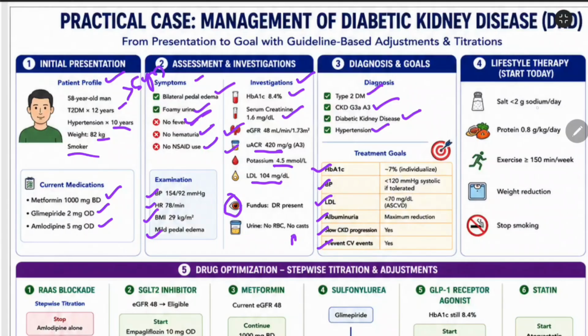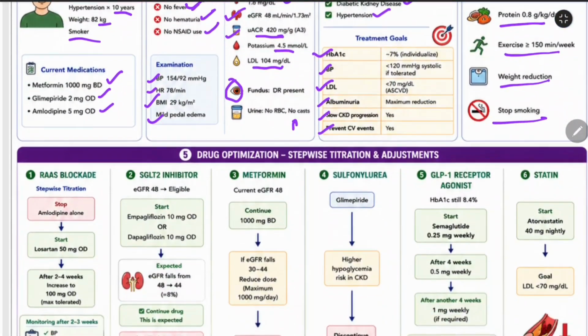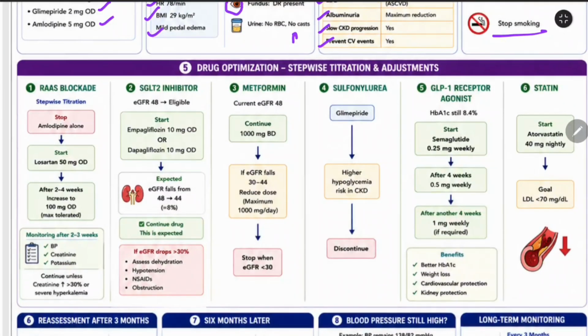So first we will advise lifestyle therapy from today: less salt, less than 2 grams, protein 0.8 gram, exercise at least 150 minutes per week, weight reduction, and stop smoking. That is important. Then we come to the medications. So first we are stopping amlodipine. We are giving low salt and losartan 50 mg OD. After 2 to 4 weeks, we are increasing to 100 mg OD, to the maximum tolerated dose. And we will monitor after 2 to 3 weeks.